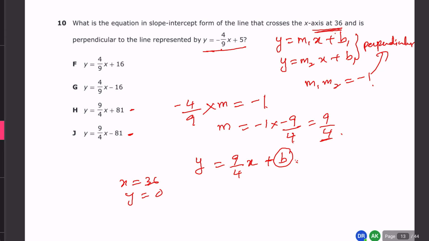So now if you substitute in this equation, if you multiply it by 36, you will get a positive number which will be more than 81, but you won't get y equal to 0. So definitely if you substitute, you will get y is equal to 9/4 into 36 minus 81, which is equal to 4 9s are, so 9 9s are 81, minus 81 is equal to 0. So therefore you are getting this. Therefore the option is J.